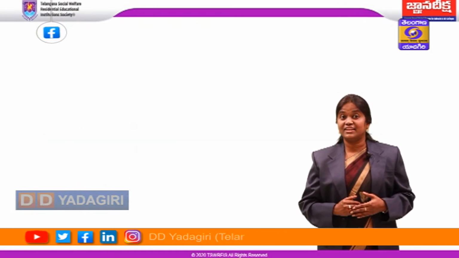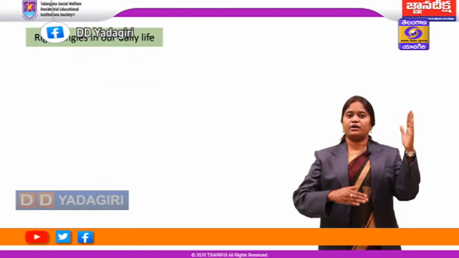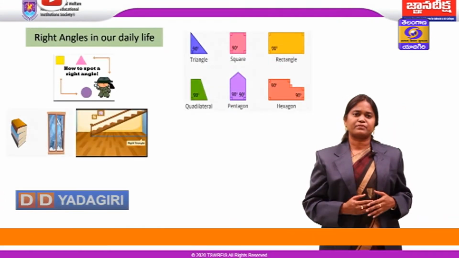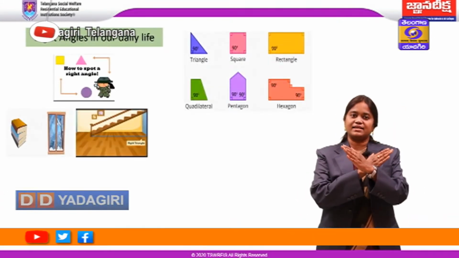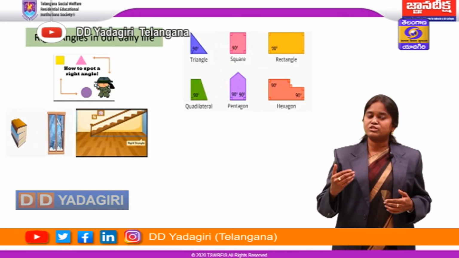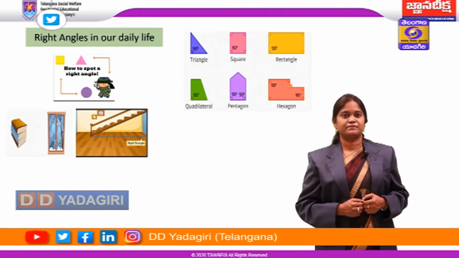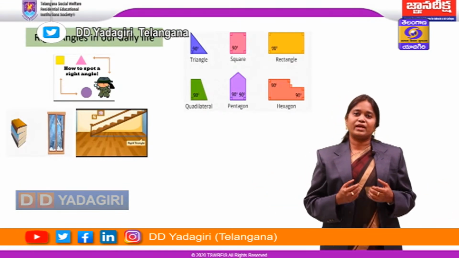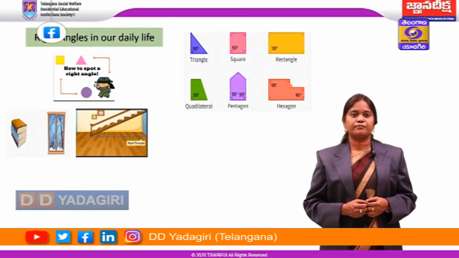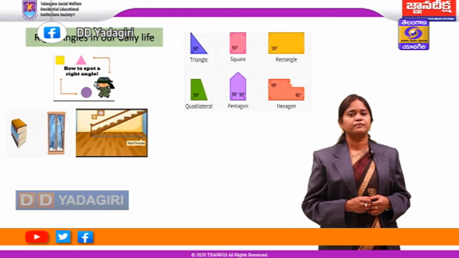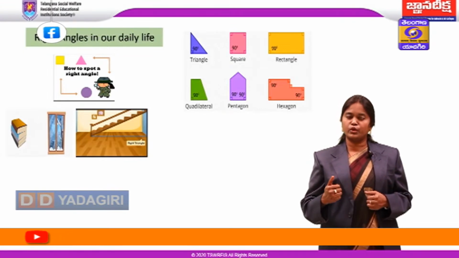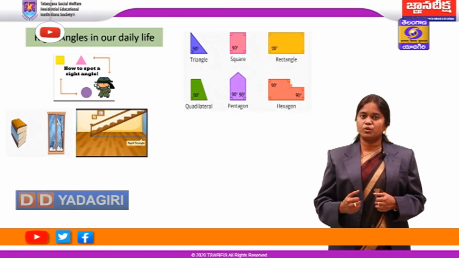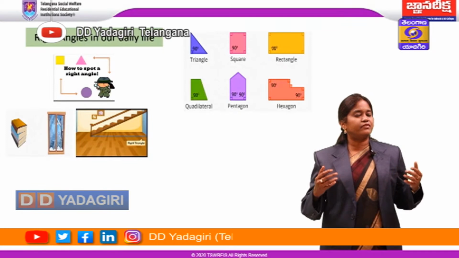Right angles in our daily life. A vertical line and a horizontal line make the most common right angles. However, diagonal lines intersecting each other also form right angles. Right angles are all around us. We can see right angles in the corners of a room, book, cube, door, table, windows, and at several other places.